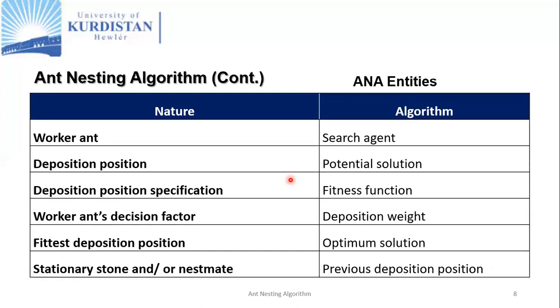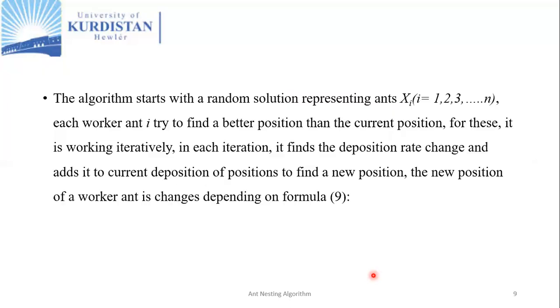This table shows you the natural behavior of the ant as opposed to the algorithm. So worker ant means search agent, deposition position means potential solution, deposition position specification means fitness function, worker ant's decision factor means deposition weight, fitness of deposition position means the best solution, nest mate or stationary stone means previous deposition position.